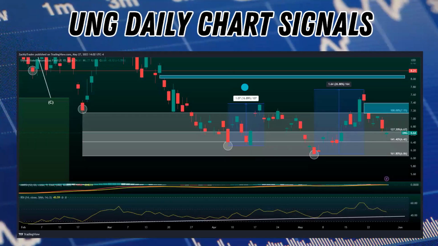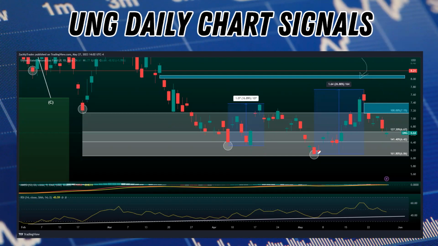The next one we're going to look at here is going to be UNG. UNG also has been bouncing pretty nicely off of the bullish divergence, right? Nice bounce over here, nice bounce over here, almost 17%, nice bounce over here, 26.8%. So, some nice bounces off of the bullish divergence on the RSI.